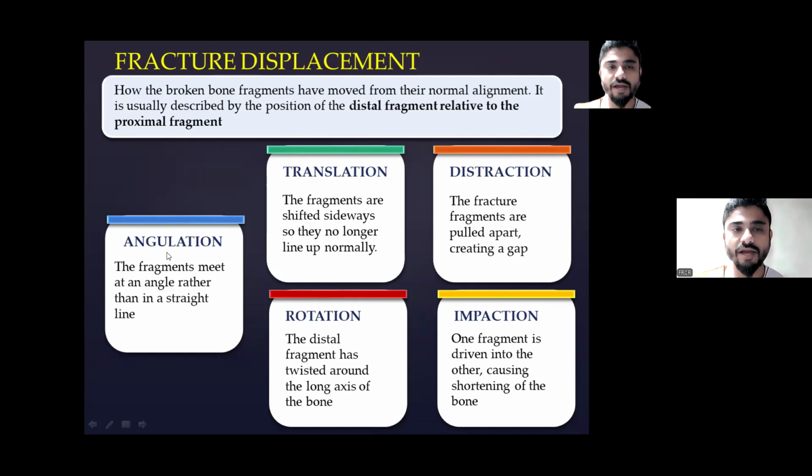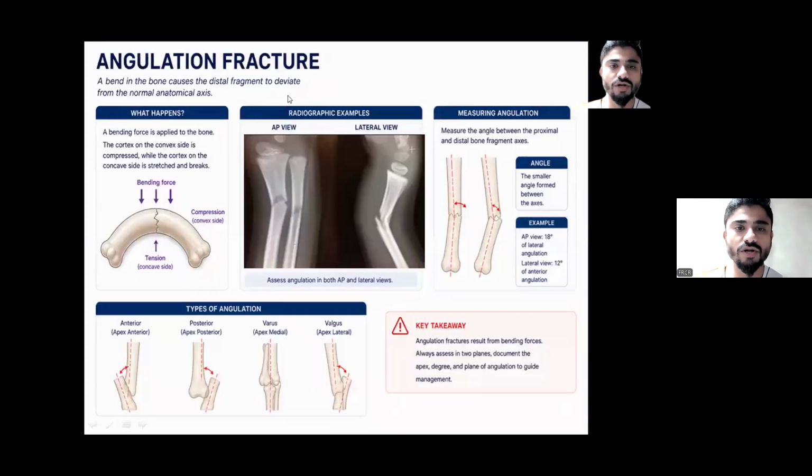Angulation means there must be some angulation at the fracture site. Translation means one part of the bone is displaced anteriorly or posteriorly, when the fractured fragments are shifted sideways. Distraction means at the fracture site the bones are pulled apart. Rotation means one part of the fractured bone is rotated along the long axis, and we will see how to identify whether there is a rotational fracture or not, and how to identify impaction fractures. Now we are going to discuss one by one, coming to the angulation part first.